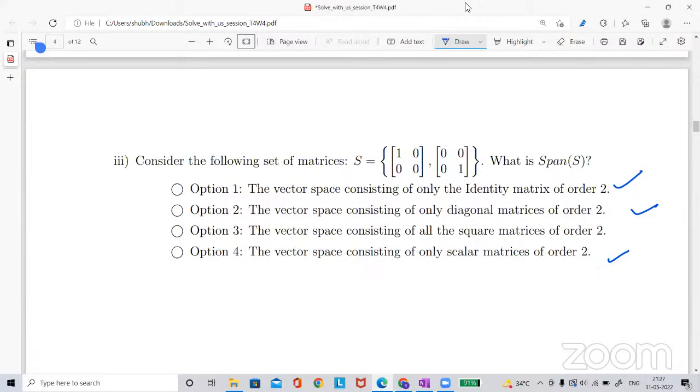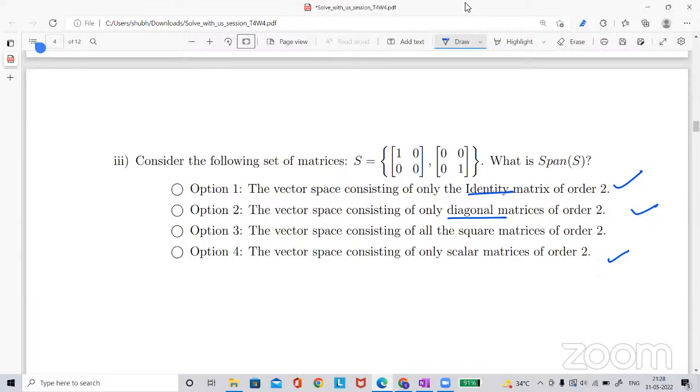It gives option 2, sir. Yeah, diagonal. Option number 2. That question is present in the activity. Sir, in this question, option 2 and option 1 are the same, no? Identity matrix is a subset of diagonal matrices. 1, 0, 0, 1 for a 2 cross 2 matrix is the identity matrix.